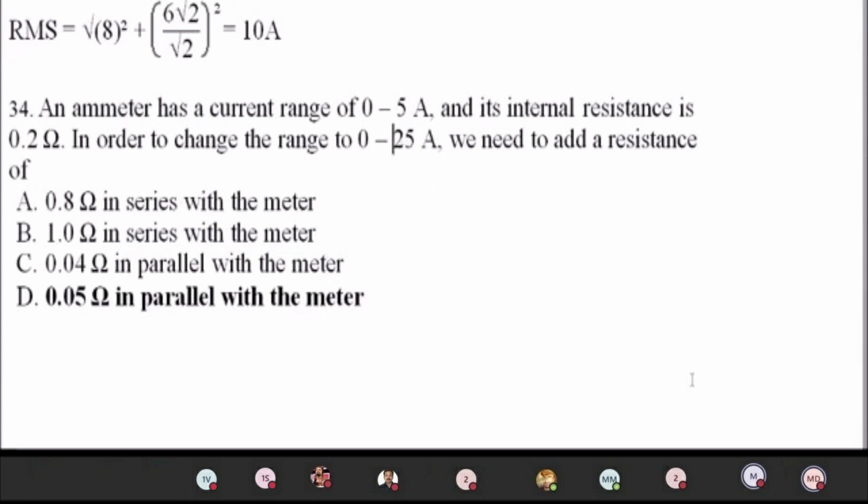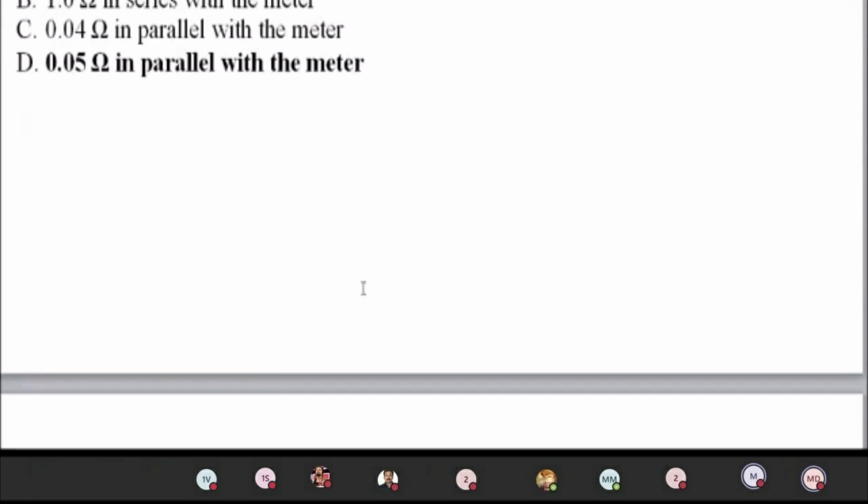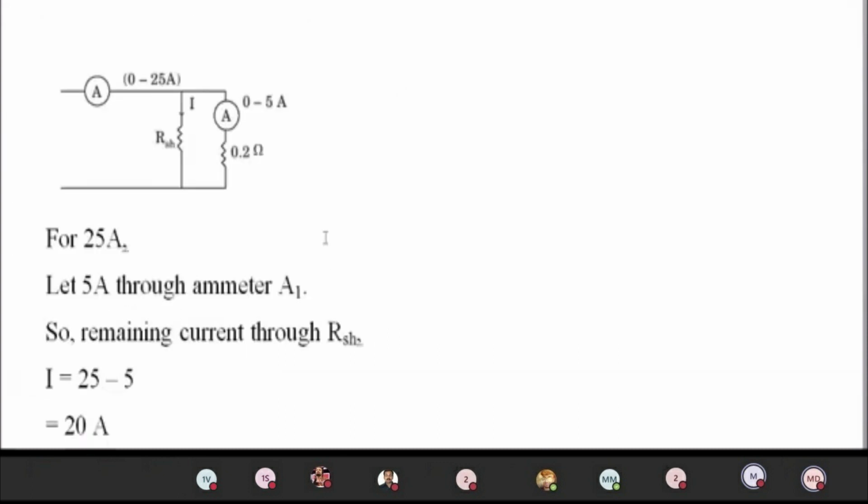So increasing the range means we have to add the resistance in series with the meter. Is it so? No. If it is a voltmeter, we have to connect in series. If it is an ammeter, we have to connect in parallel. Don't forget this logic, very simple logic. Okay, we can move to the calculations.